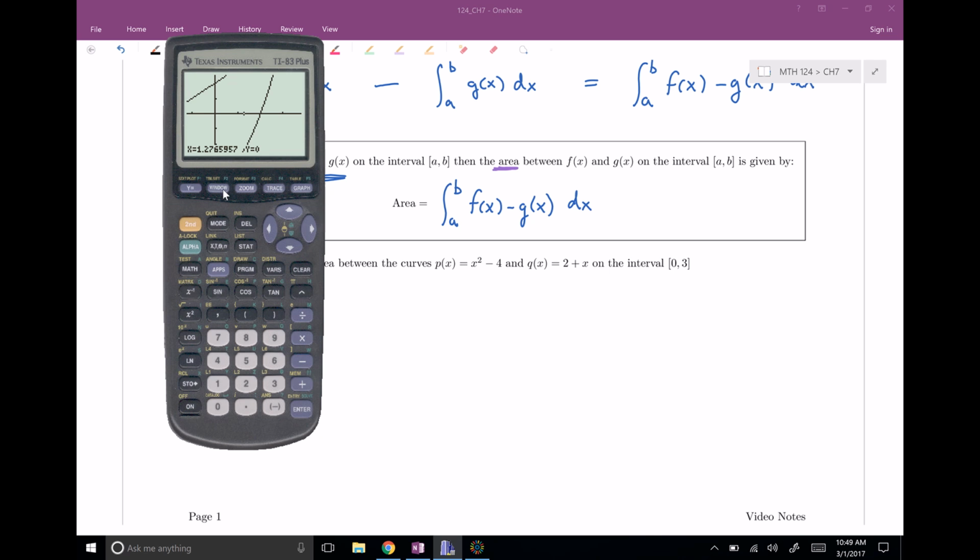All right, fine. I'm going to mess with the window then, right? So I'm going to actually just go from 0 to 3. Let's see, my y minimum, I will go from 0 to 5 or so, just in case. Actually, let me do 5.5. Okay, now let me go ahead and graph.